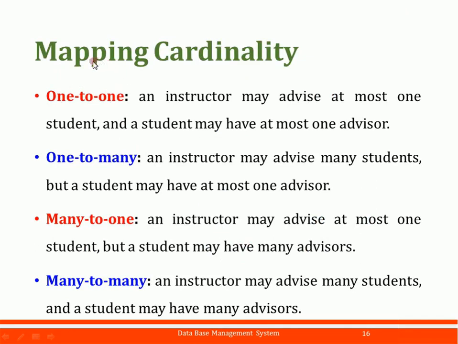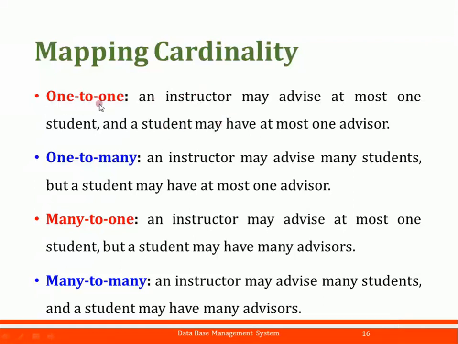And you have one more thing which is called mapping cardinality, where you have four different types: one to one, one to many, many to one, and many to many. An instructor may advise at most one student, and a student may have at most one advisor. Here there is a relationship between instructor and student.